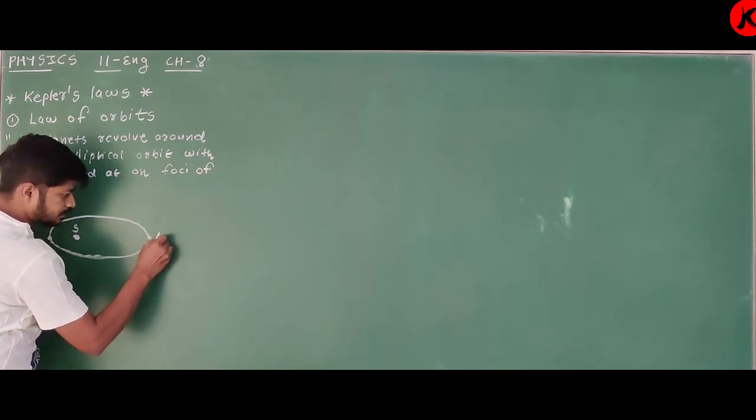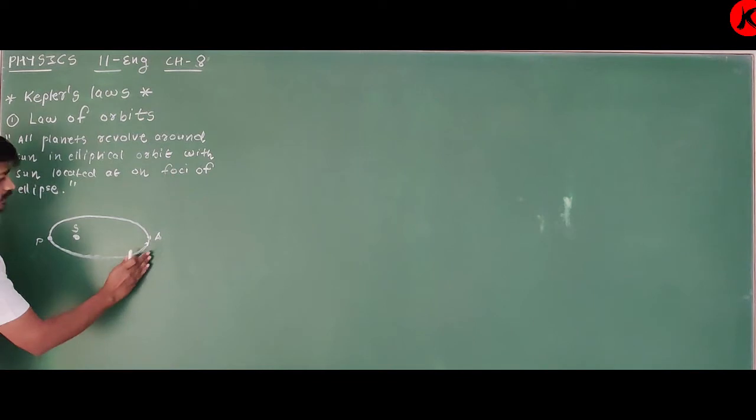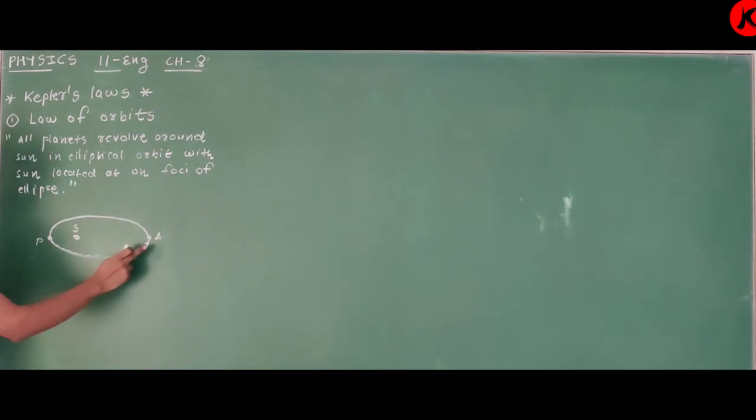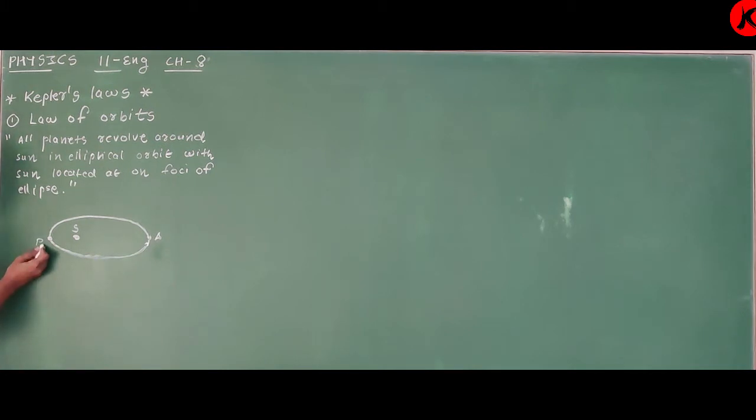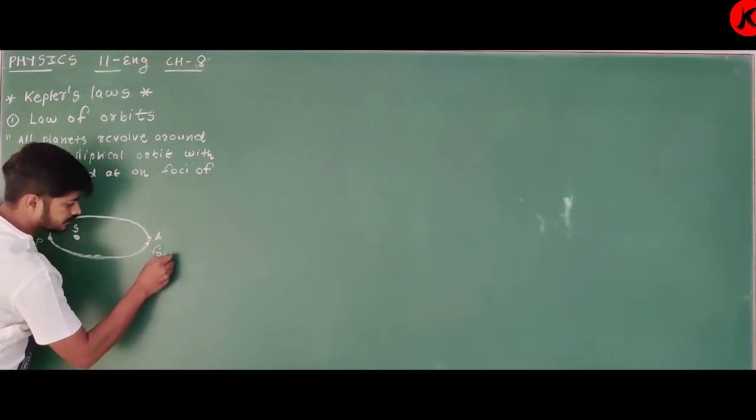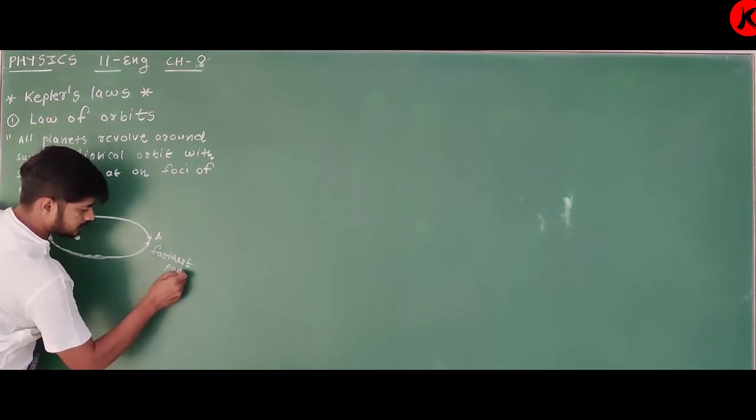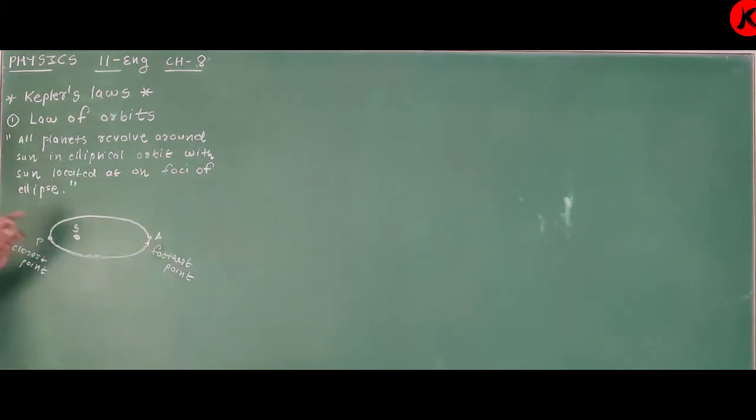Now about this ellipse, you have to remember some points. This is point B, here it is point P, here it is point A. This point P is the closest point from the Sun, and this point A is the furthest point from the Sun. Clear about this? Two points: point P is closest and point A is farthest.